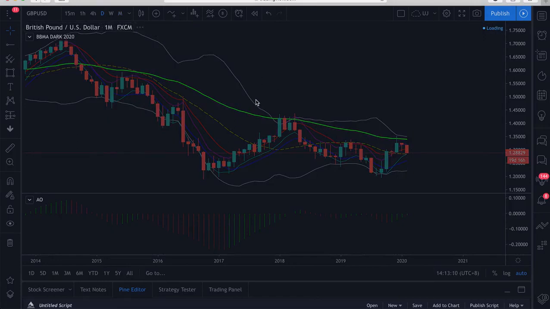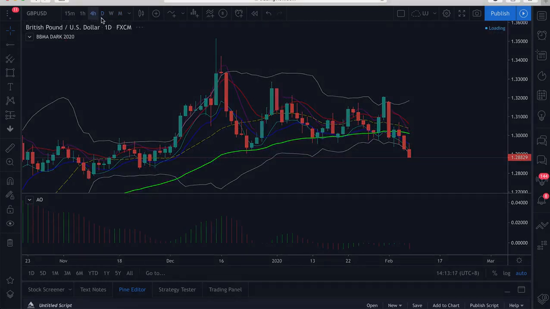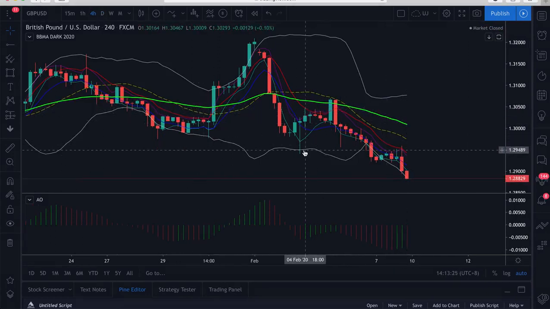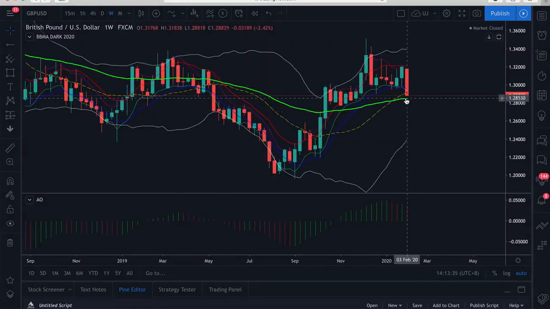On daily we still see a momentum sell, and also on H4 we still see a momentum sell. So GBP/USD is not ready for a buy setup, so we want to revert back and follow the trend downward.